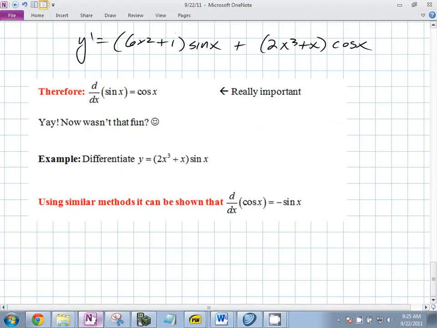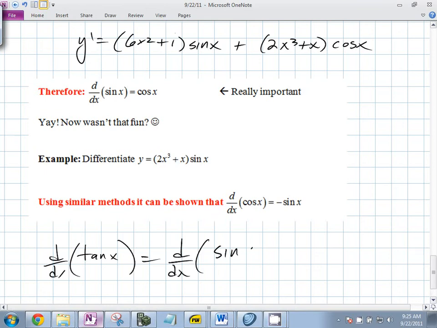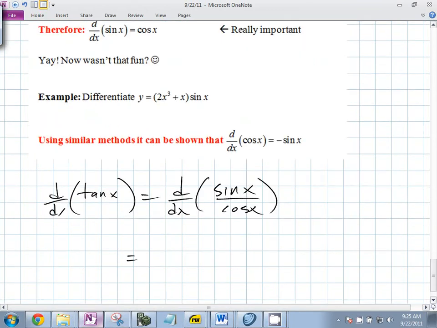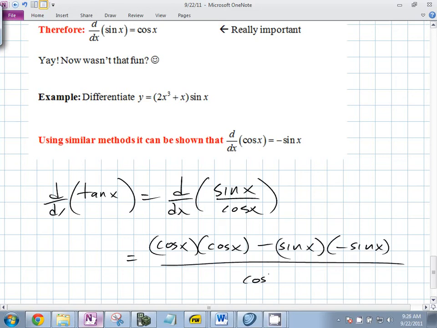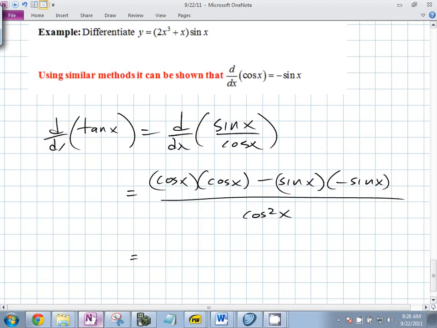Well, tangent is what? Sine over cosine. So the derivative of tangent x is the same as the derivative of sine x over cosine x. What rule are we going to use? Quotient rule. So that's going to be low d high minus high d low all over cosine squared. Well, what's cosine squared plus sine squared? 1. So 1 over cosine squared.